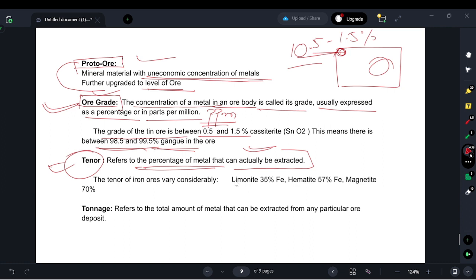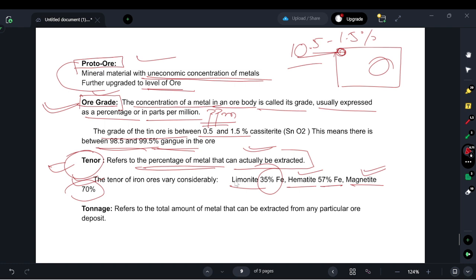Now the tenor of iron varies considerably. For example, in the case of limonite, only 35% can be extracted. In the case of hematite, it is 57%. In the case of magnetite, 70% of the ore grade can be extracted. So that's why we say that magnetite is a much better iron ore than hematite. You can see that the tenor defines the percentage of metal which can actually be extracted.